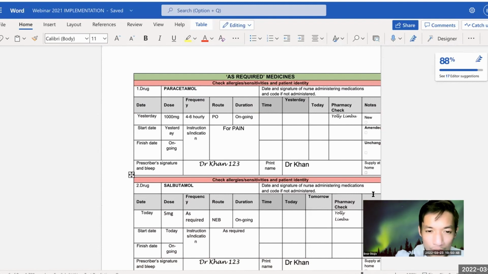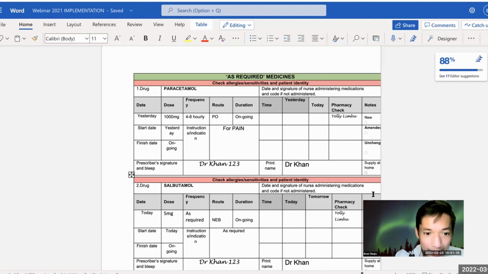Okay, so because you only give this if the patient needs it. The first medication is paracetamol. The date was yesterday. It was prescribed yesterday. The dose is 1,000 milligrams. The frequency is 4 to 6 hours. The route is per orem. Duration is ongoing. The start date was yesterday. The finish date is ongoing.